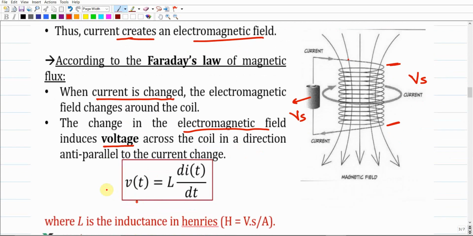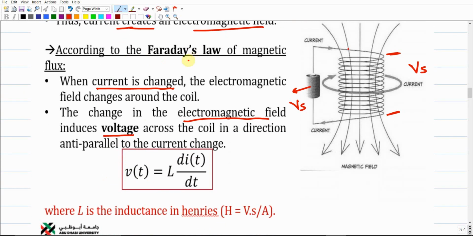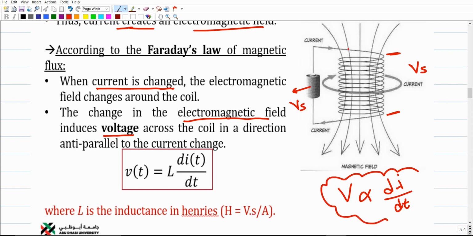So we're going to end up, according to Faraday's law, with the voltage across the inductor being proportional to the time derivative of the current, or the derivative of the current with respect to time, or in other words, to the change of the current over time.